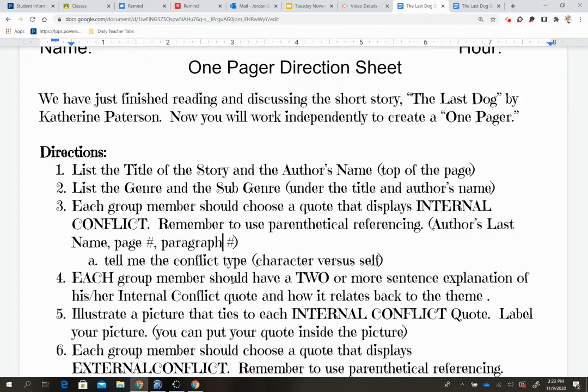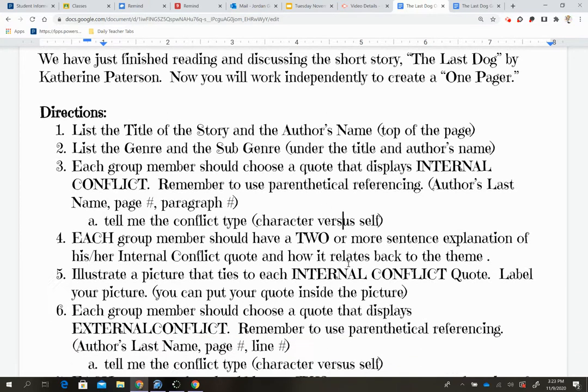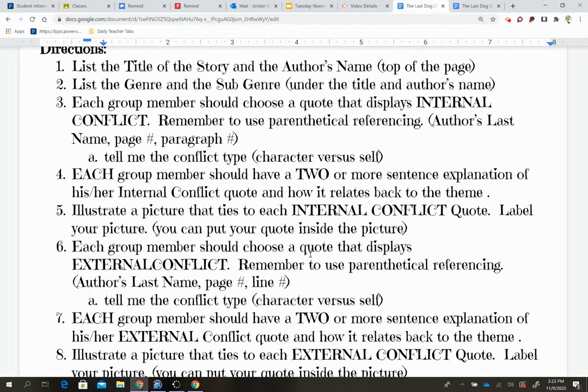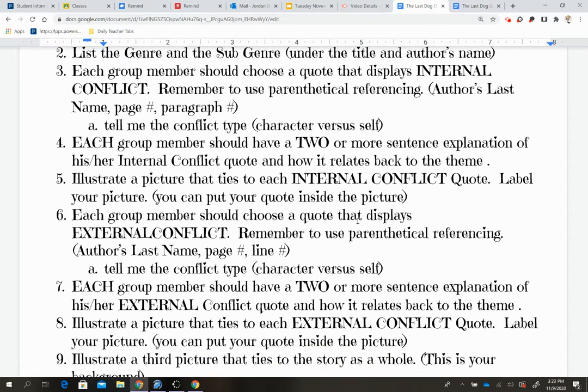Tell me the conflict type. Like, is it character versus self, character versus nature? For anything with internal conflict, it's character versus self. Each group member should have a 2 or more sentence explanation of his or her internal conflict or quote and how it relates back to the theme. They're going to illustrate a picture that ties to that internal conflict or quote, and you're going to label your picture. You can put your quote inside of your picture. So if you're drawing something about maybe a river or a stream or a brook, and then you want to draw that stream and put your quote in there, that's totally fine.